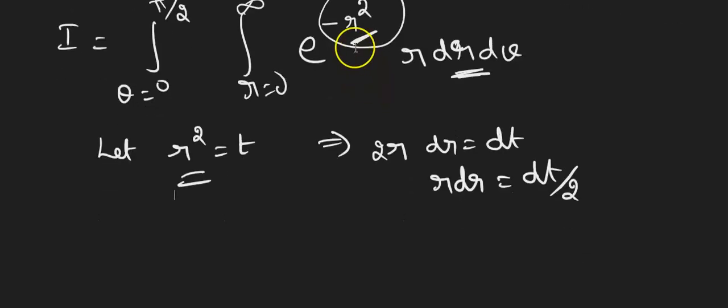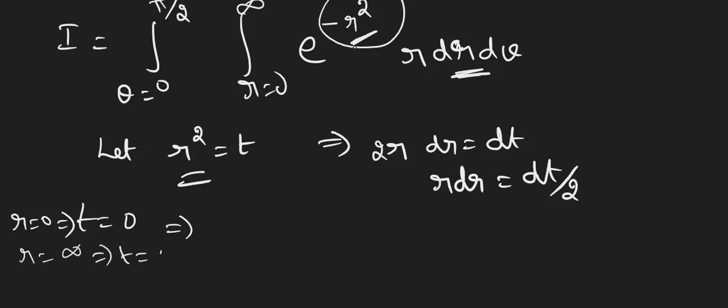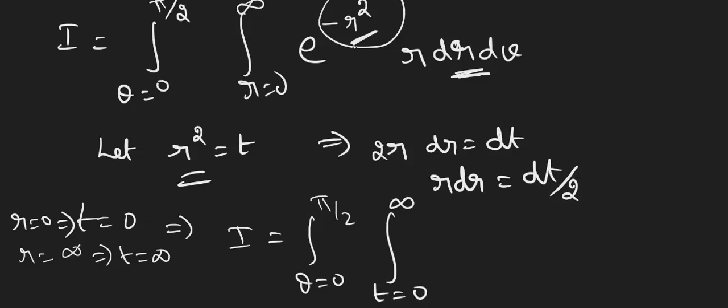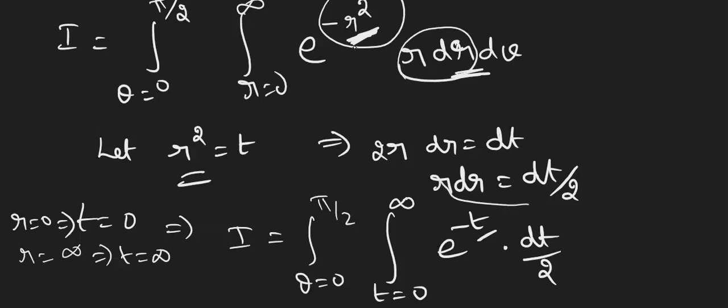And what will happen to the limit? When r is equal to 0, t is equal to 0. When r is equal to infinity, t also becomes infinity. So your I value, theta varies from 0 to pi by 2. Now instead of r, we have the limit for t. t varies from 0 to infinity, e power minus t into dt by 2. This is the second substitution we are doing. Here in the place of minus r square, I am substituting minus t, and in the place of r dr, I am substituting dt by 2, and outside d theta is there.